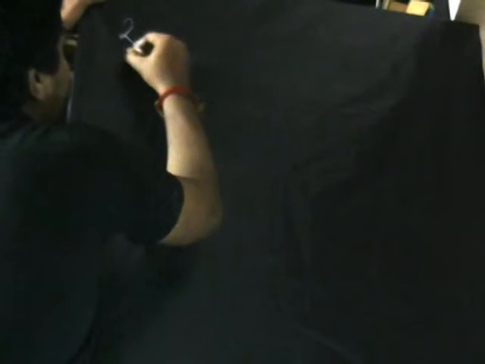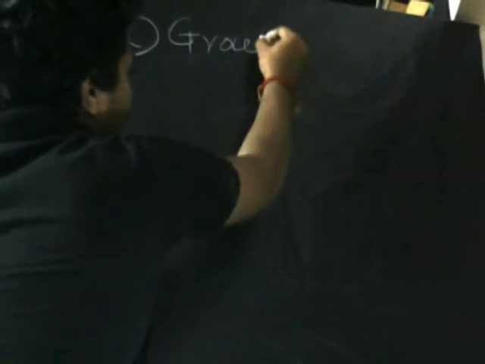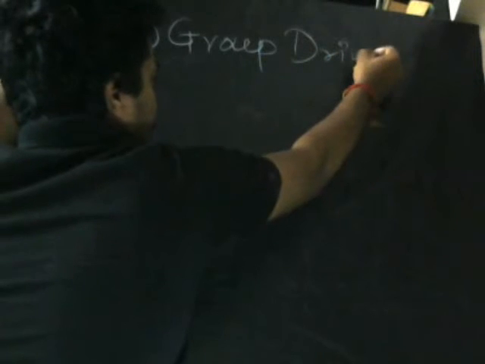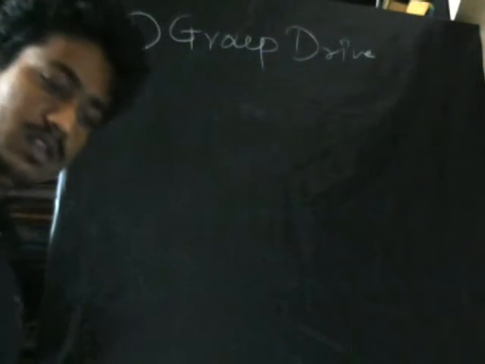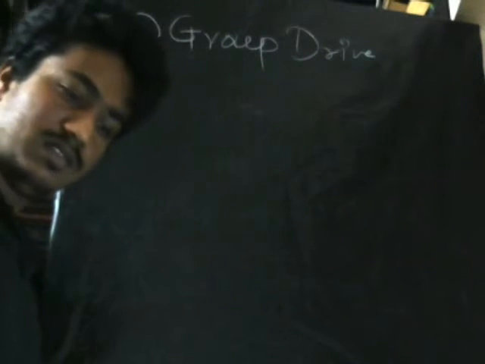In this lecture we are going to see what is group drive. So let's write, it is the second type of drive. First one was individual drive, it is group drive. This is second. So now the question will be in your mind: what is group drive? And what kind of system is this?